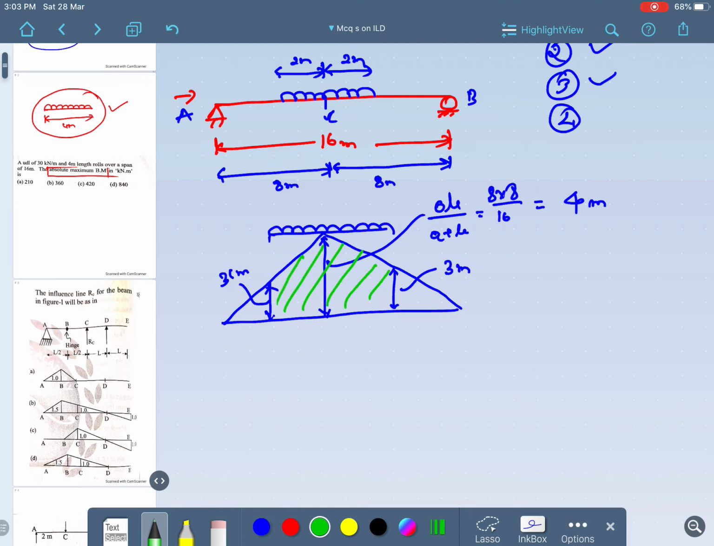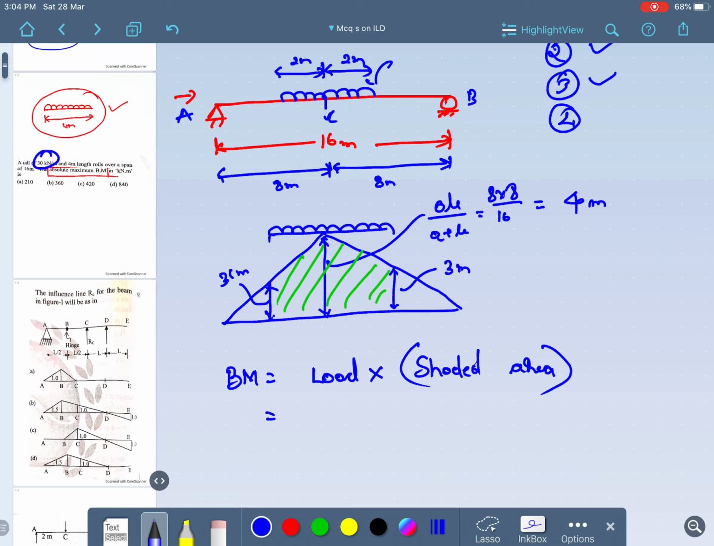Finally, in this situation, I am just shading this area. Bending moment will be equal to load into shaded area. In case of uniformly distributed load, you need to shade the area which is below the uniformly distributed load. But in case of point load, it is the load into the ordinate. So what is the load which is given here? I forgot to mention here, it is 30 kilonewton per meter, which is given in the question. So load is 30 into shaded area.